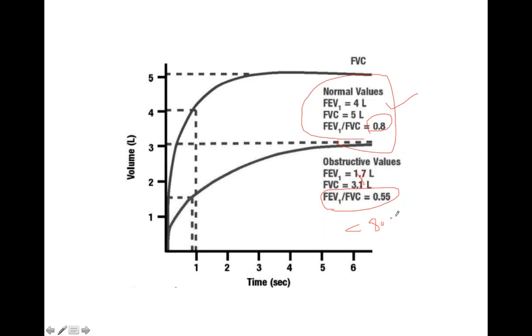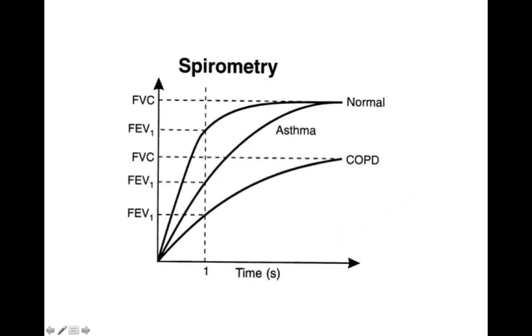This is the picture you will see in obstructive lung disease. Clear? And this is in asthma. COPD is irreversible and highly decreased, so asthma lies in between. There will be an increase in FEV1 when we give the bronchodilator, so on spirometry it lies in between.